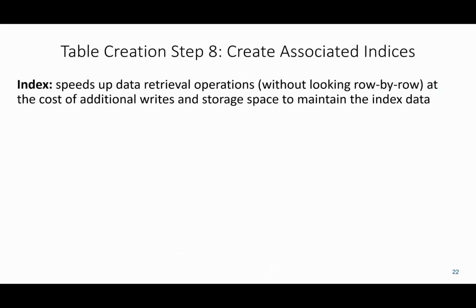Additionally, on top of creating our tables, we want to create associated indices. These allow us to speed up the retrieval of data. Now, by default, the primary key is automatically going to be indexed because this is a value that is constantly queried through primary key foreign key pairs, and so we want to speed up the retrieval of that. If we want to index other columns, then we can create those indices as well.